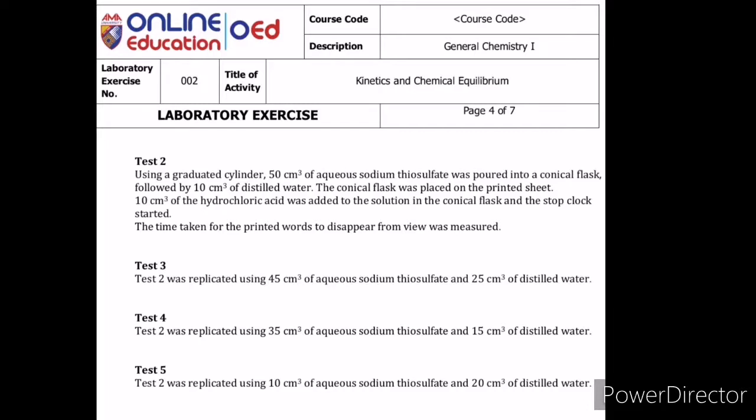Test 3. Test 2 was replicated using 45 cubic centimeters of aqueous sodium thiosulfate and 25 cubic centimeters of distilled water. Test 4. Test 2 was replicated using 35 cubic centimeters of aqueous sodium thiosulfate and 15 cubic centimeters of distilled water. Test 5. Test 2 was replicated using 10 cubic centimeters of aqueous sodium thiosulfate and 20 cubic centimeters of distilled water.